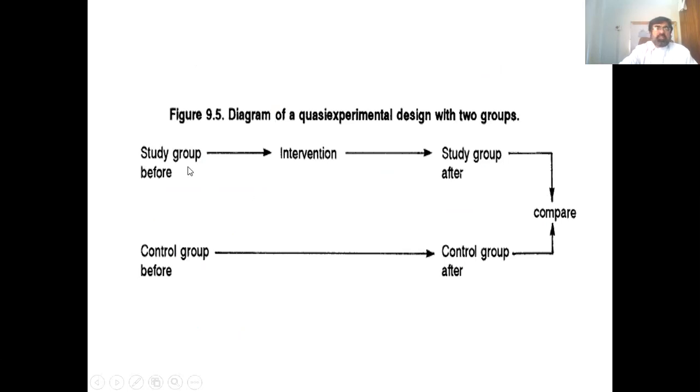You have to take the study group before, do an intervention, and study the group after the intervention. Then you have a control group before, with no intervention, and then after, you have to collect the data and compare the intervention and non-intervention groups. You can take a single group or you can take two groups for comparison purposes, but there will be no randomization.